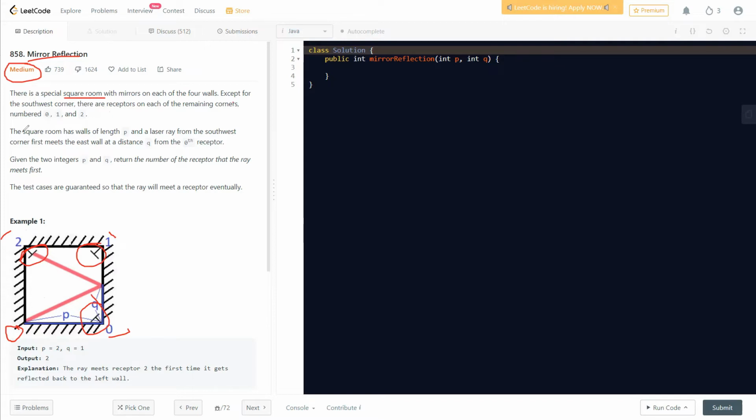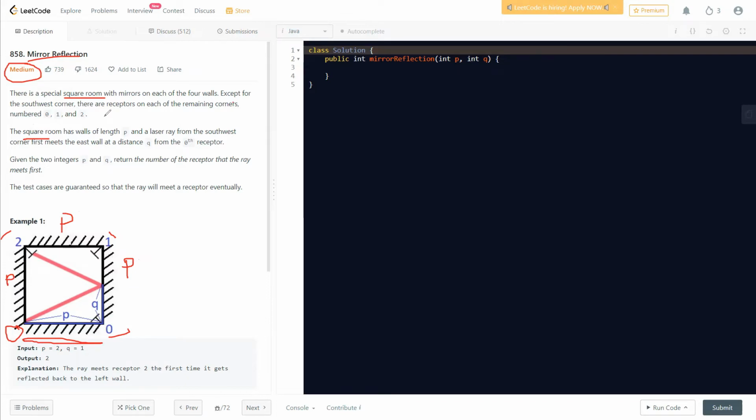The square room has a wall of length p. So this is a wall. Each of the walls is of length p because this is a square room. Remember, each of the walls is of length p. That's the whole idea over here.